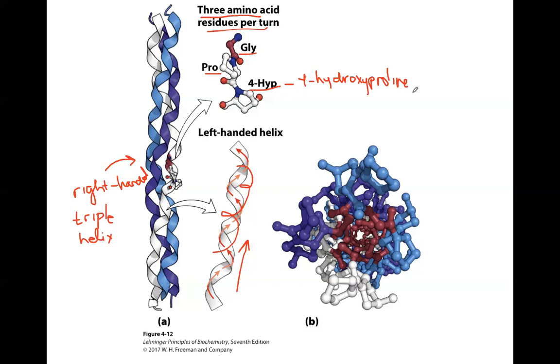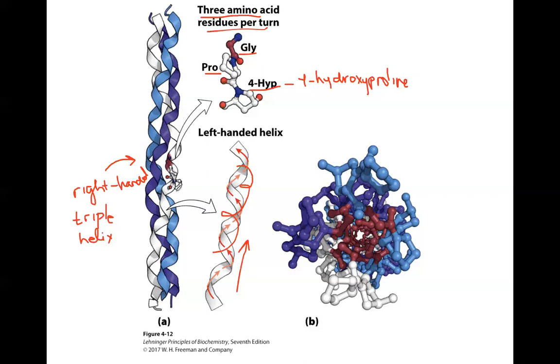Now, all 3 are important. Now, glycine is the key. If you don't have glycine, actually, we'll look at some genetic diseases caused by mutations where glycine has been replaced by some other amino acids.